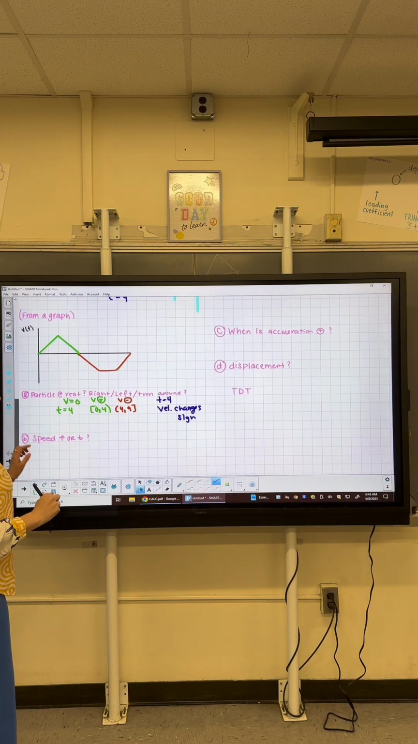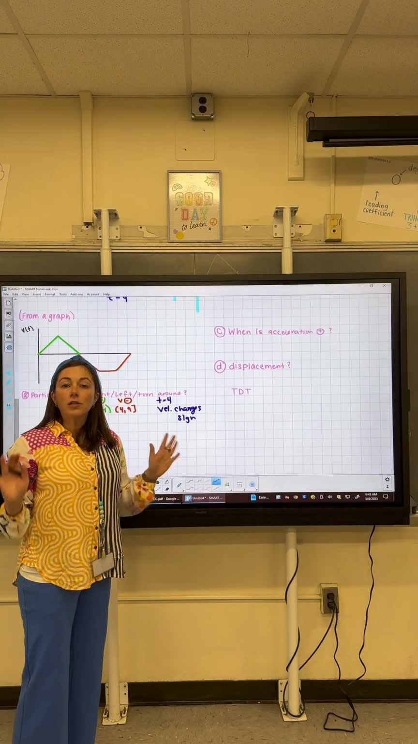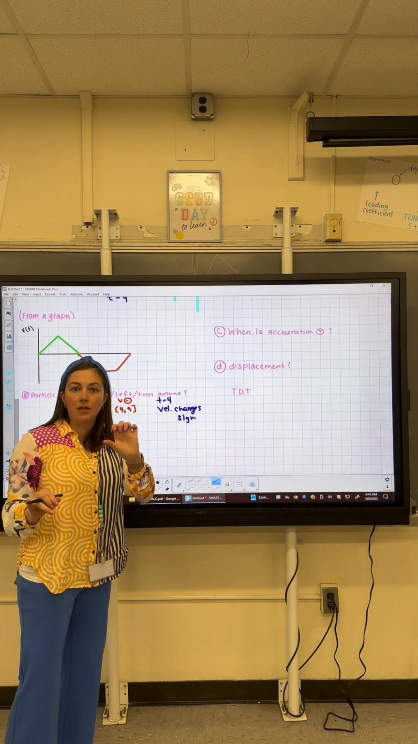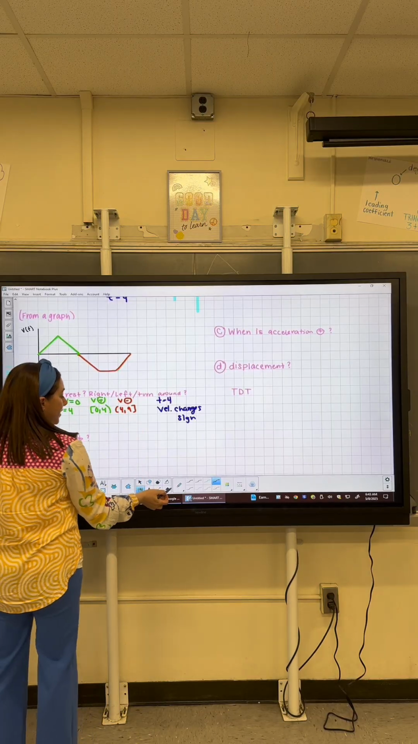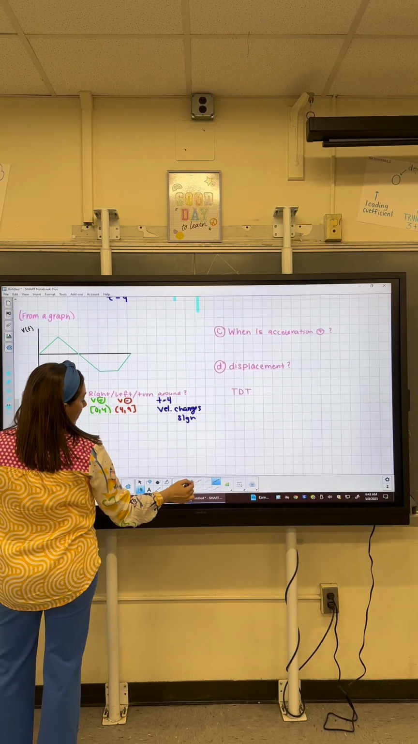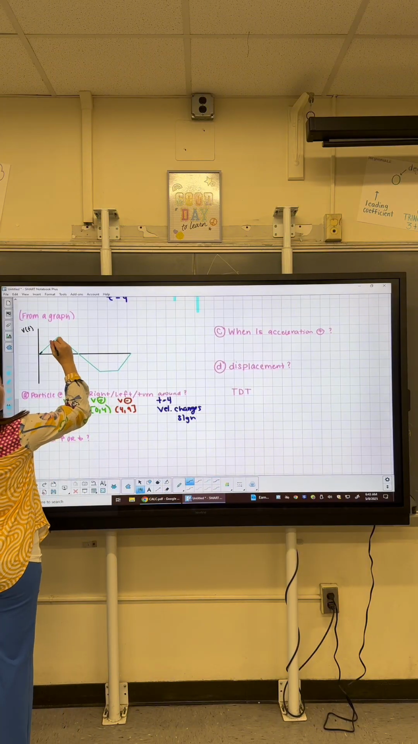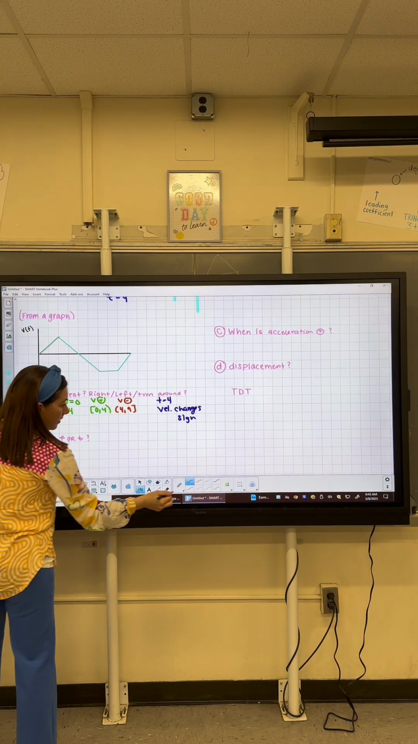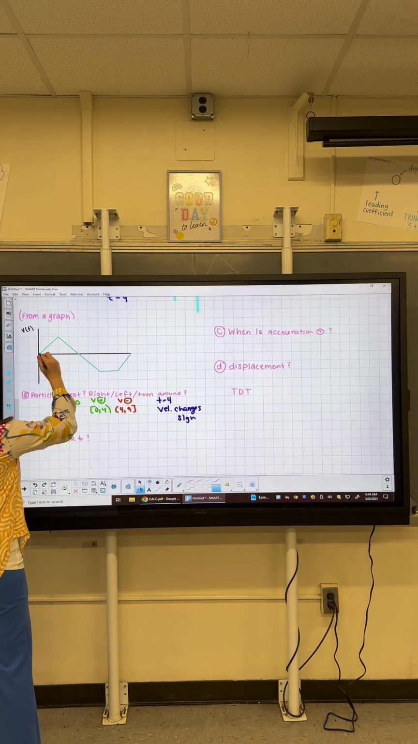Okay, B: is speed increasing or decreasing? So I like to go through section by section and label my graph. You can do the same thing, or do whatever your teacher taught you. So watch how I color code this. This first section right here, let's not use black, let's use green.